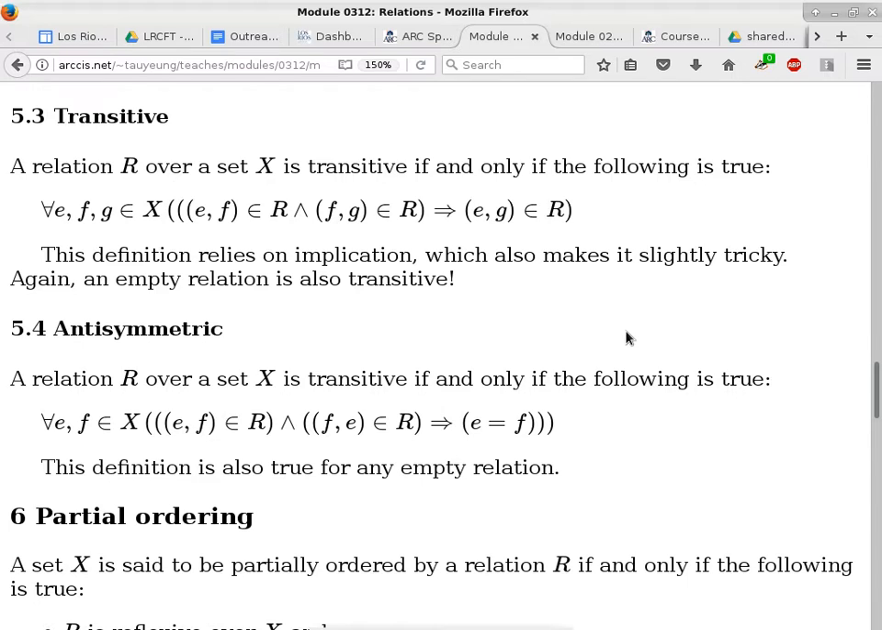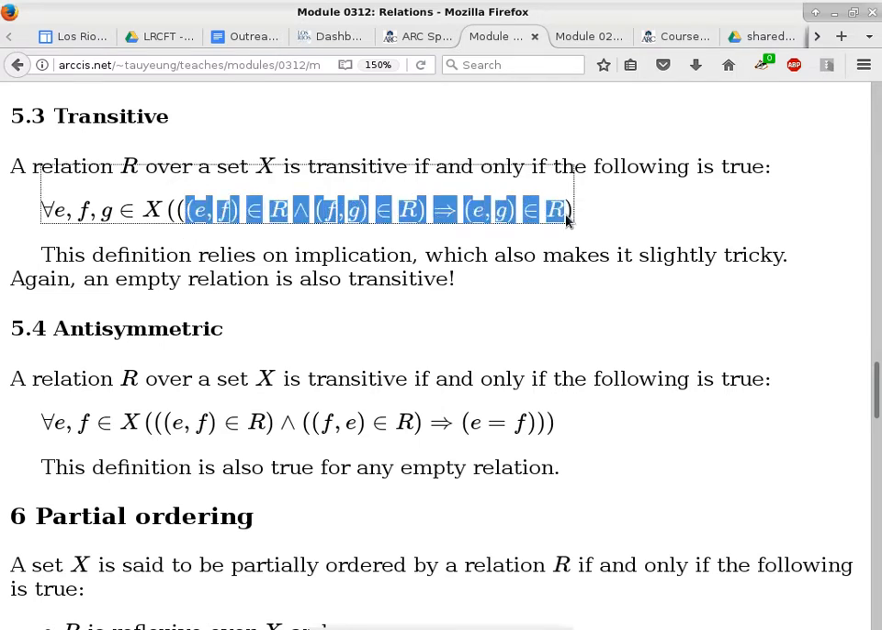The statement is no longer if and only if. It is just an if in this case. It only implies. What it is saying is E R F and F R G implies E R G. If you can say that this side is true for every way to arrange three elements from X, then we can say that R is transitive.